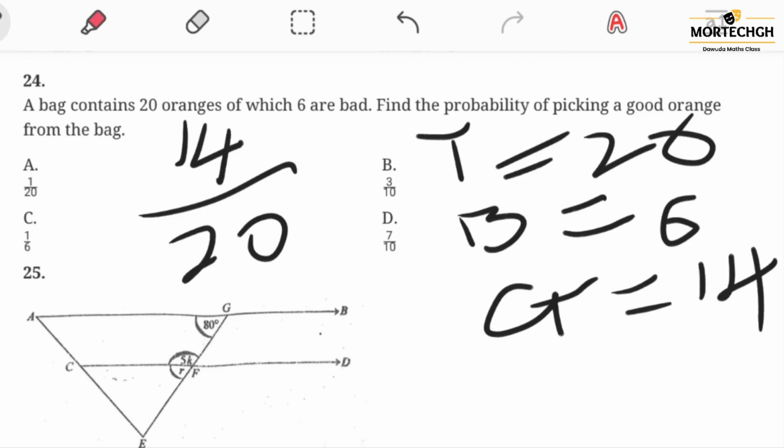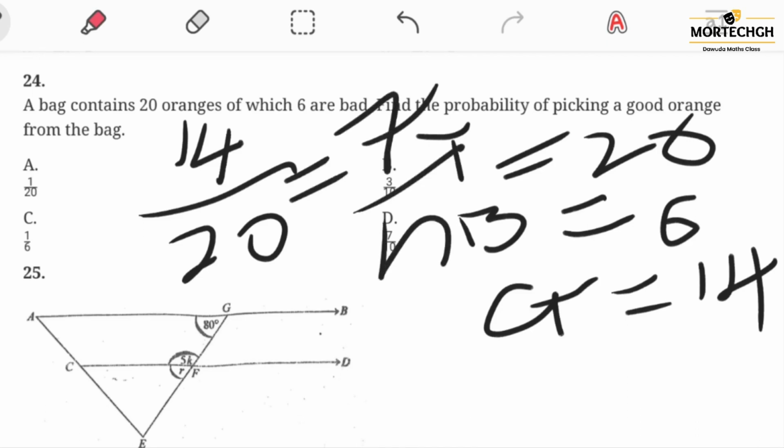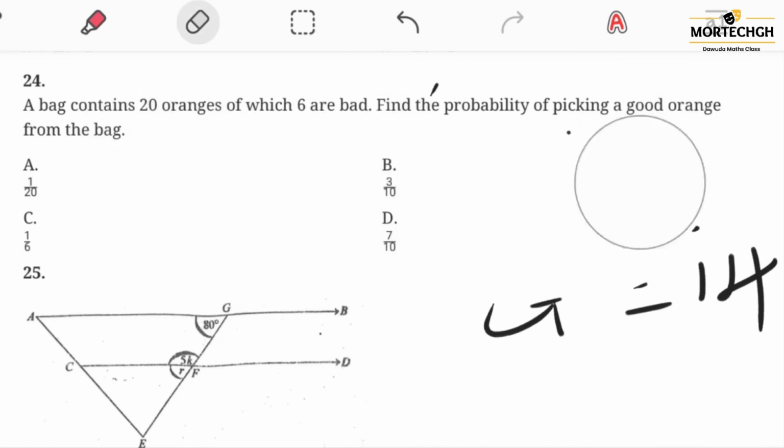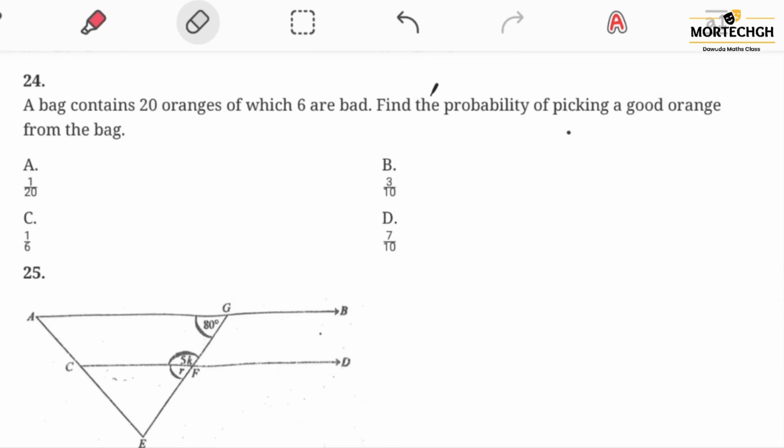14 divided by 20 gives you 7 over 10. Right? So 7 over 10 is the probability of choosing a good orange from the bag. 7 over 10, which is option D. This is the final answer, 7 over 10.